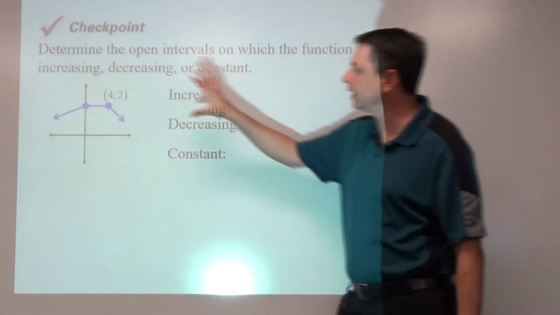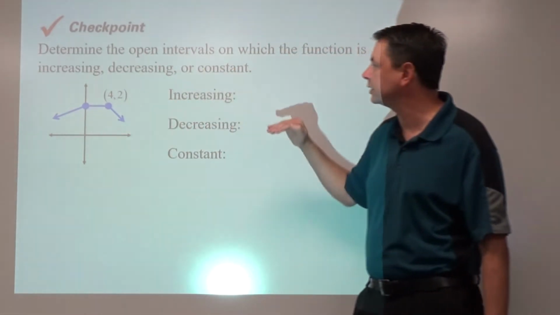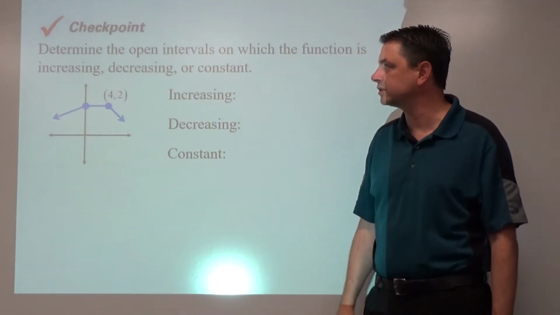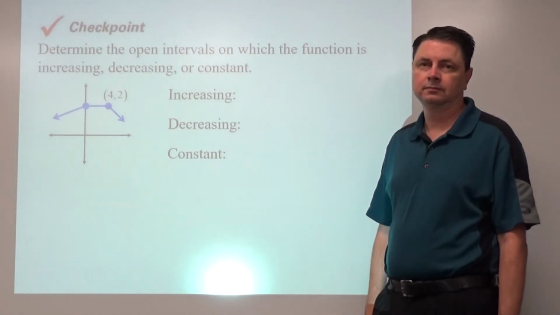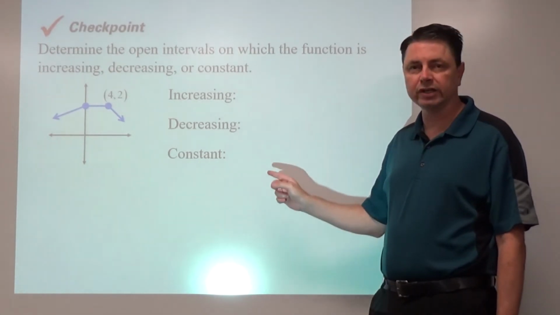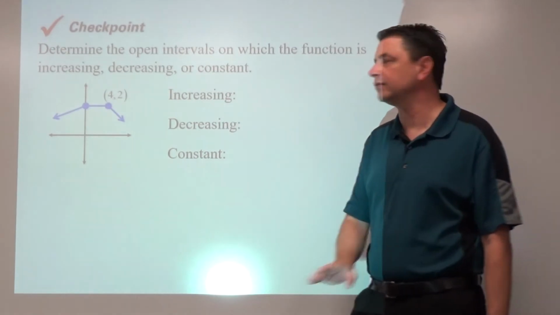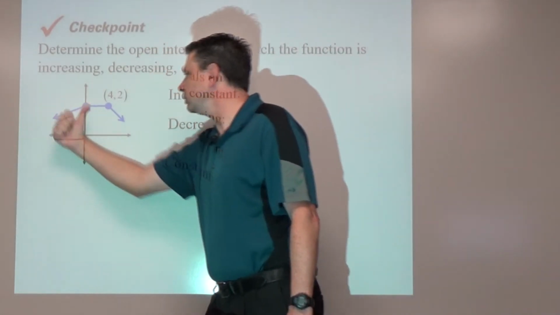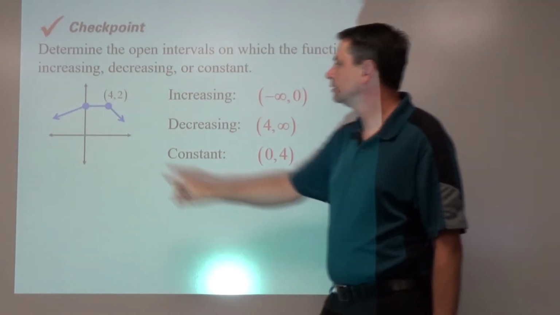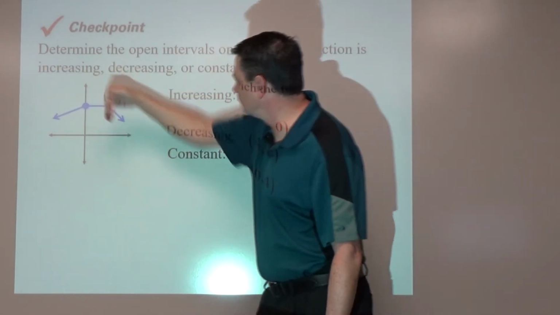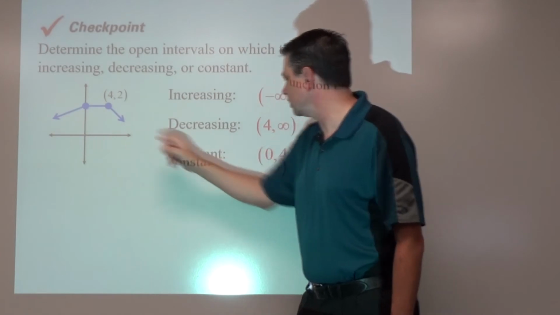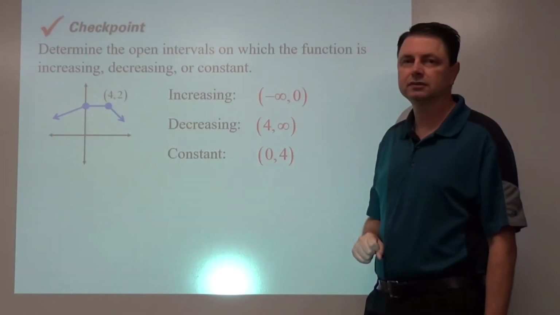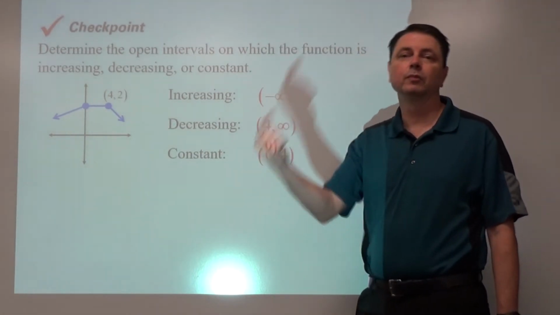All right, checkpoint, look at the function. Where is it increasing? Where is it decreasing? Where is it constant? Go. All right, increasing. Again, you have to look at it from left to right. Going up. Here's where it's flat, from 0 to 4. Constant. Decreasing, going down over here from 4 to infinity. Always look from left to right.